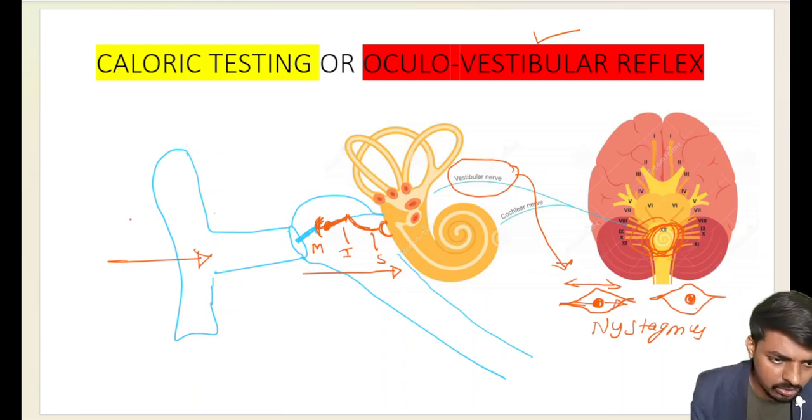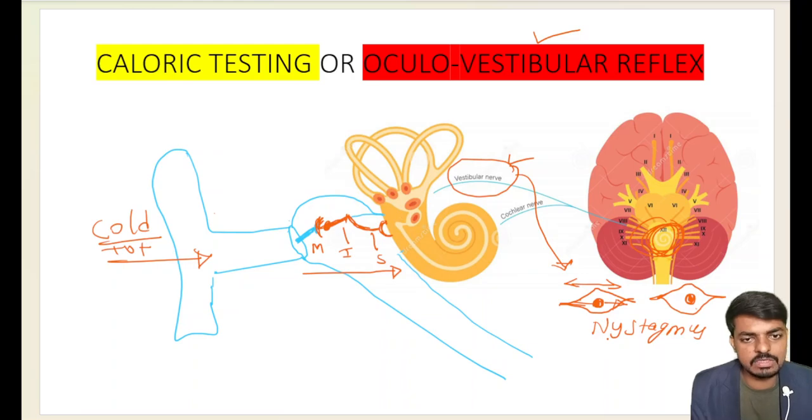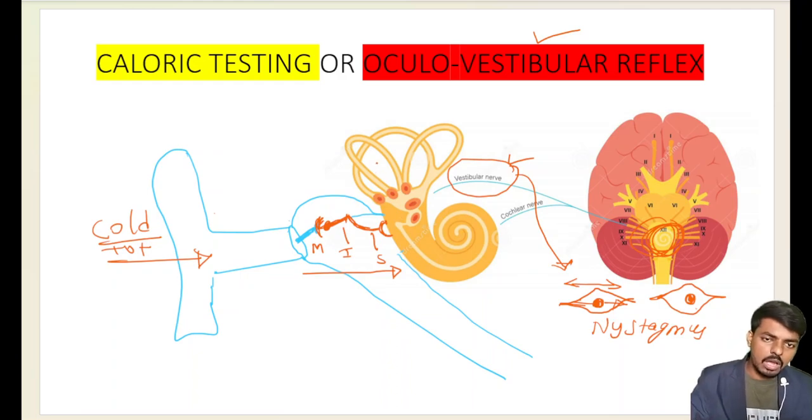When we insert the cold water or hot water, it stimulates the vestibular nerve and there should be a response. If the response is present, the vestibular nerve is working normally. How do we identify that? Based on the ocular manifestation, so we call this the oculovestibular reflex. When we stimulate the vestibular nerve, the balance should be altered. If there is no alteration in the balance, the vestibular nerve is not working properly. So this is the oculovestibular reflex.